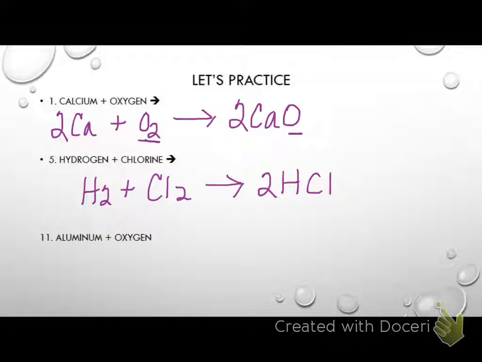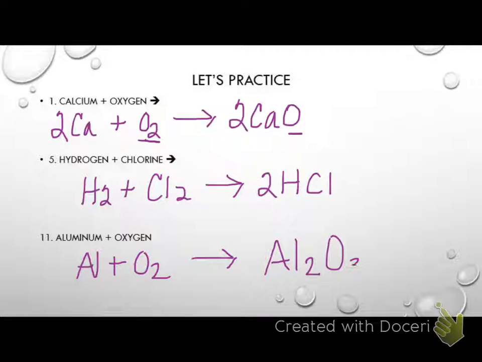Okay, so now let's do number 11. I have aluminum plus oxygen. And now I would put those together. Again, I look at what their charges are when they're in a compound. Okay, so aluminum is +3, oxygen is a -2. So I'm going to do my crisscross and say that my formula would be Al2O3. So now I need to balance this.